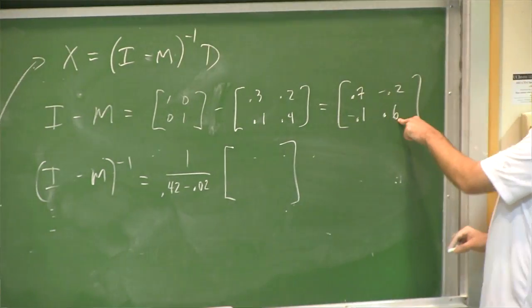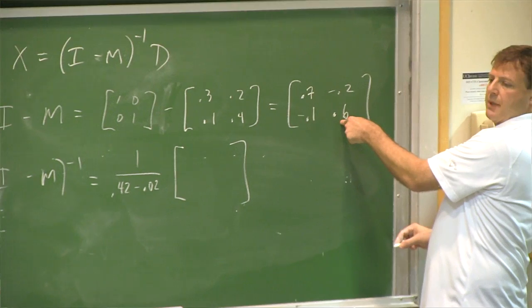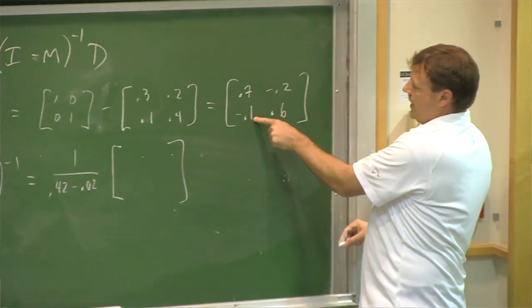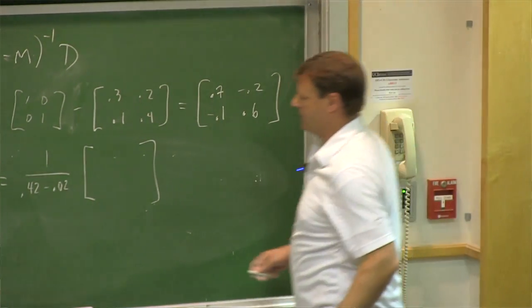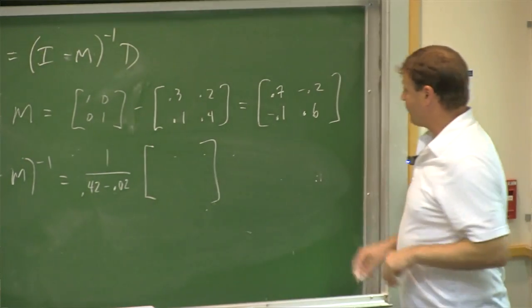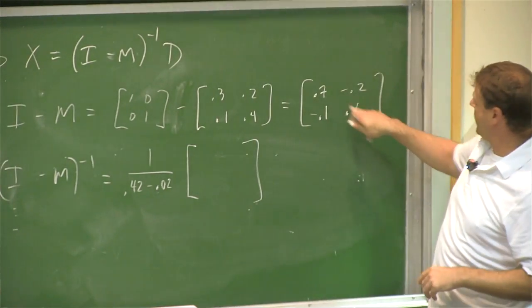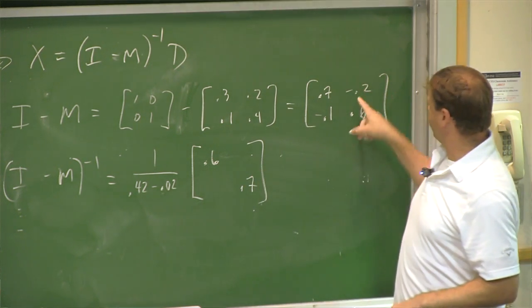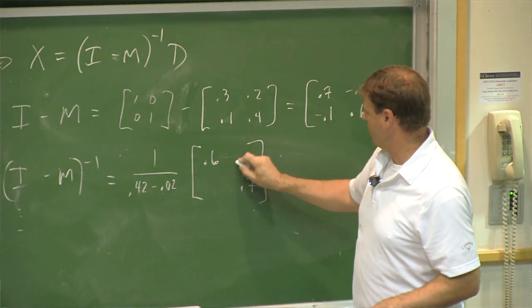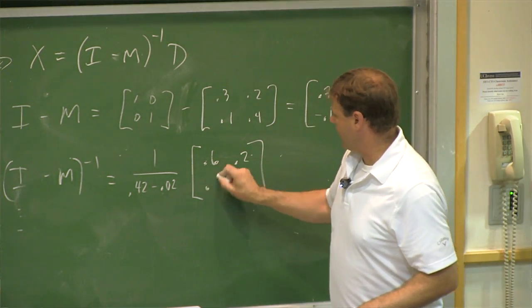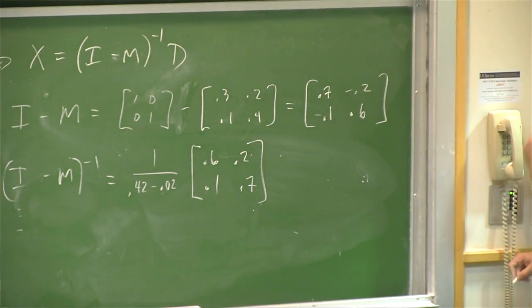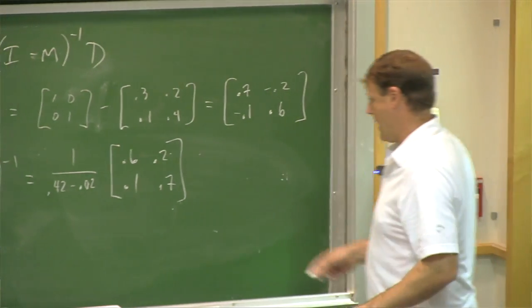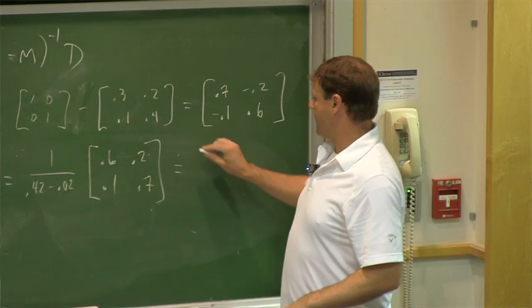Because I'm doing 7 times 6 is 42 with 2 decimal places. Then I'm doing 2 times 1 with 2 decimal places. That's how I get that. And then what do I do with these guys? I switch them, so 0.6, 0.7, and then I make those positive. See, we're using our math here, right? Once we get the economics model, we're using our math. And then I can just tell you what this is.